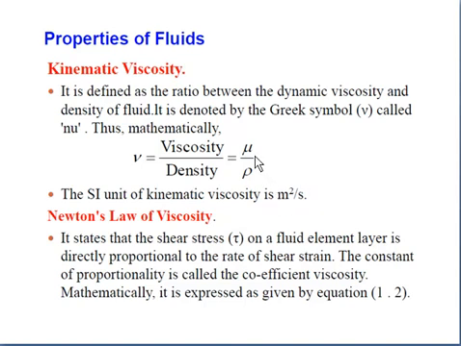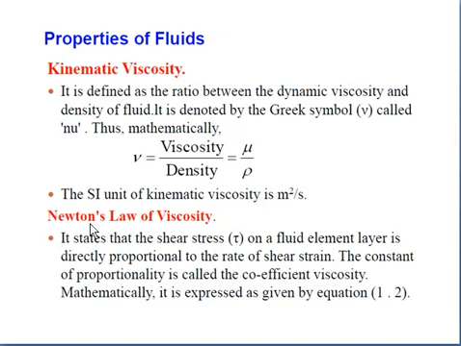You can get this very easily. Just put the unit of dynamic viscosity, Newton second per meter square, and put the unit of density, Newton per meter cube. Finally you will get this value, meter square per second. You can work it out.